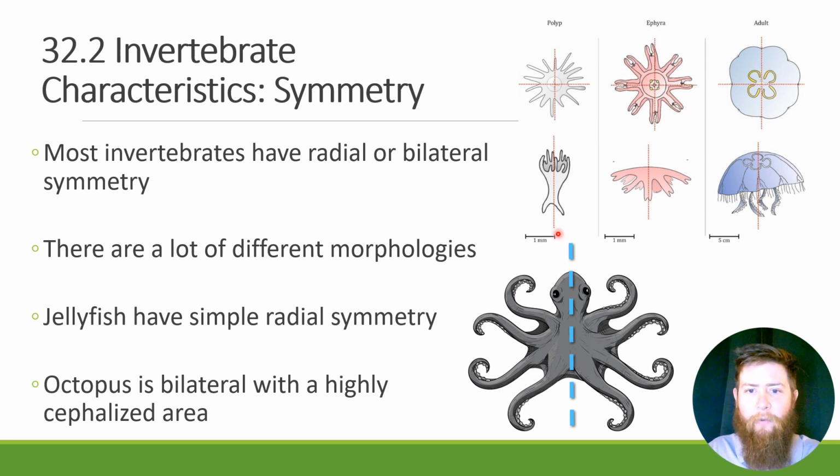Octopuses, on the other hand, there's only one way you can cut this thing and get half and half. If you try to cut it the other way, you're going to have eyes on one half and no eyes on the other half. So this guy, he's bilateral. You could only cut him one direction.